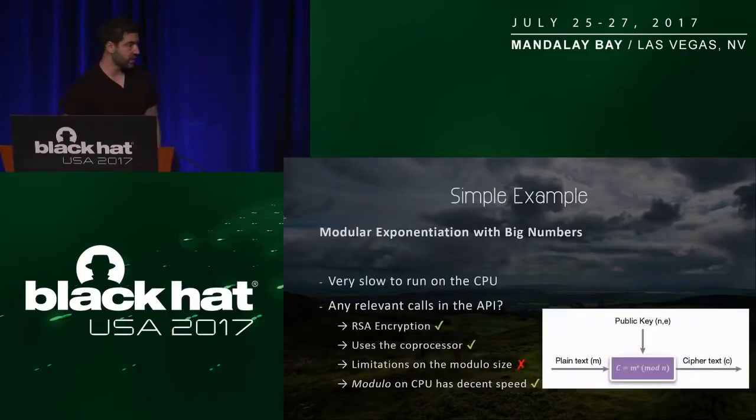So here's a very simple example. If you want to do modular exponentiation with big numbers, what you do is you go to the API and you realize that RSA encryption is actually modular exponentiation, so I can use that. And then you use the coprocessor, which is very fast, but there are some limitations. These are technical problems regarding the modulo size, and here is where you use the CPU to make it all work regardless of the modulo that the user provides. And this is a very simple example.